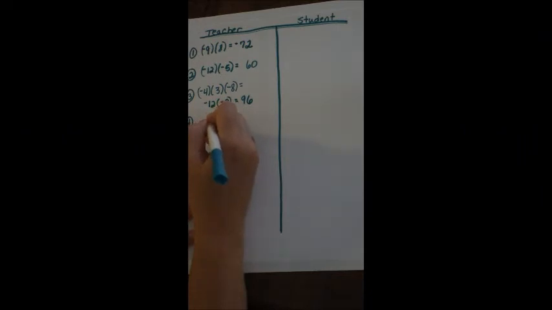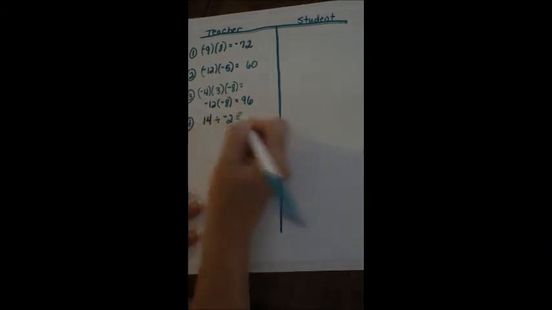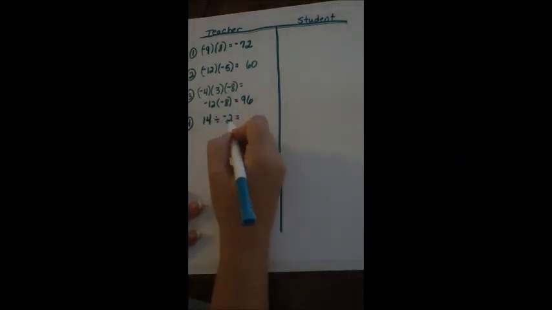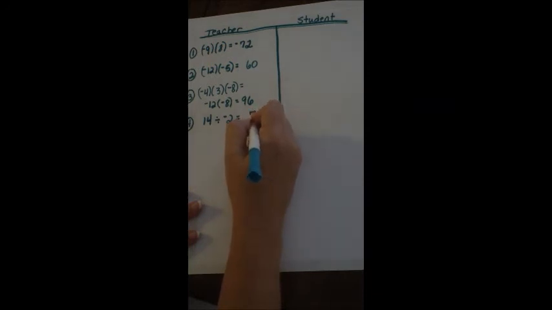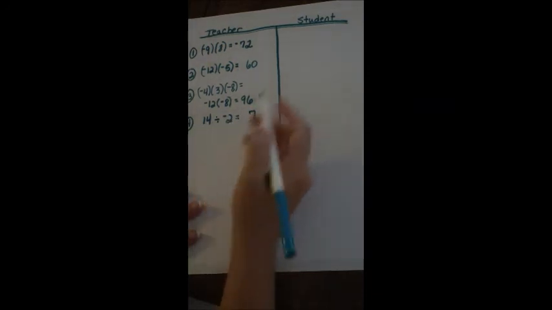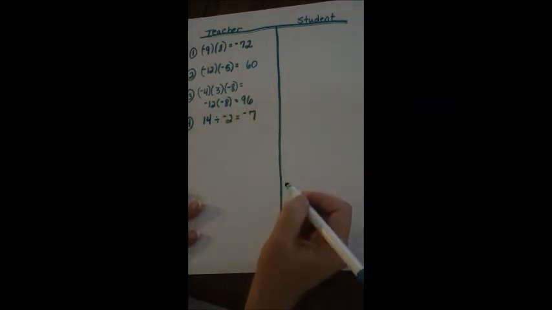I can say 14 divided by -2. Go ahead and do the division. 14 divided by 2 is 7. I've got different signs, so my answer is going to be negative. Okay?